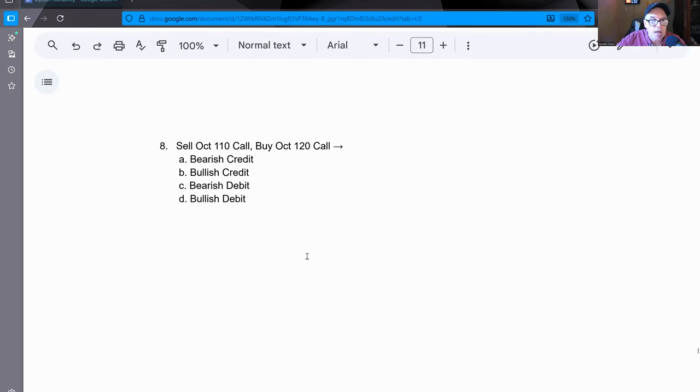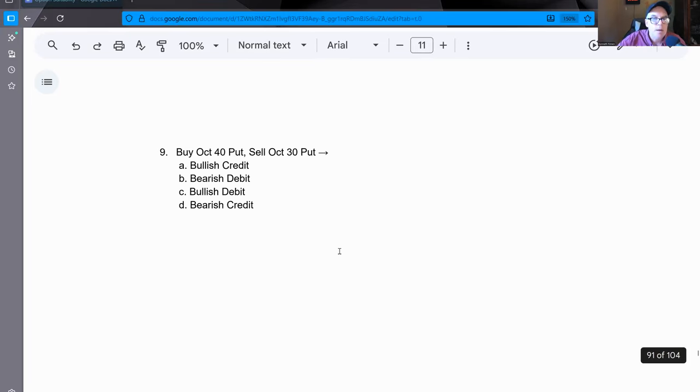Here we go. Sell an October 110 call, buy an October 120 call. The lower one is the dominant, 110. Sell means credit. Selling a call is bearish. This is a bearish credit spread. Credit means narrow and expire. Love it. This is a bearish credit spread. A. I think we're getting this.